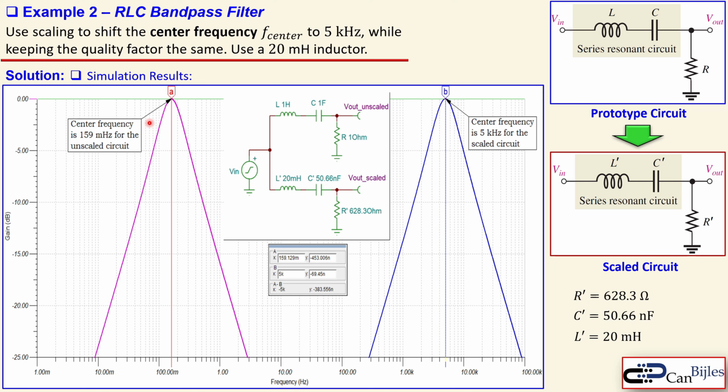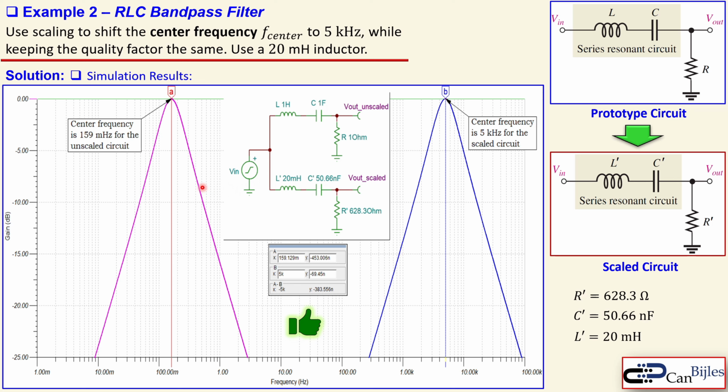Now, you see here the center frequency for the prototype circuit is 159 millihertz, as we have calculated. That's also shown here in label A. In label B, we see that the center frequency is 5 kHz, also shown here, so 5K. That is as required, so that means it is according to specifications.